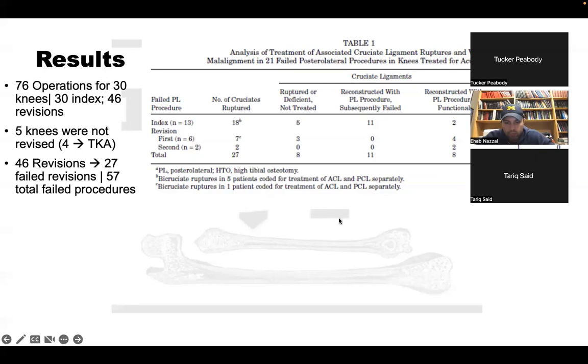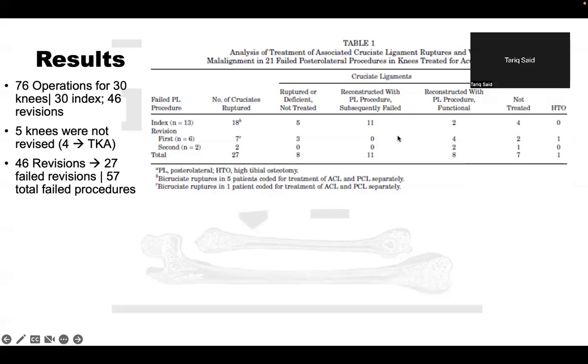And so this table on the right shows just the breakdown of cruciates that were ruptured, the failure of the procedures in terms of the cruciate ligaments, and then whether the patients had varus alignment, and even a few that got high tibial osteotomies.